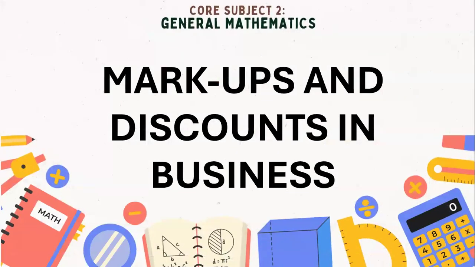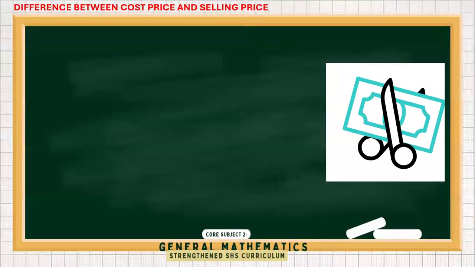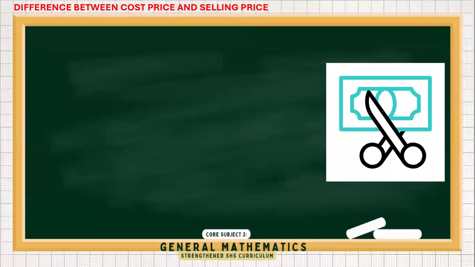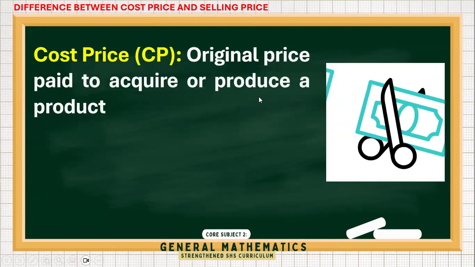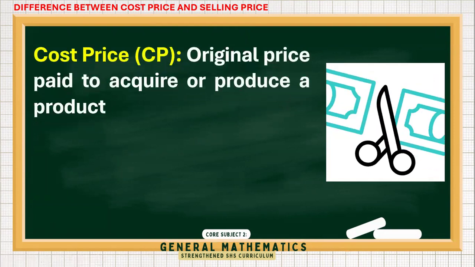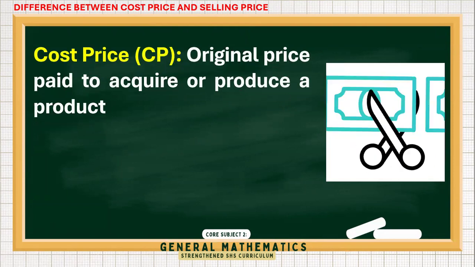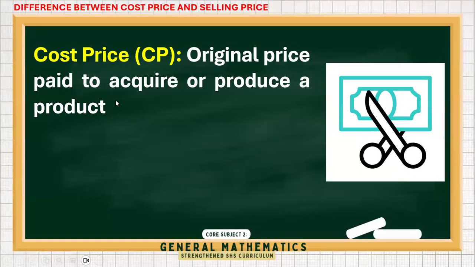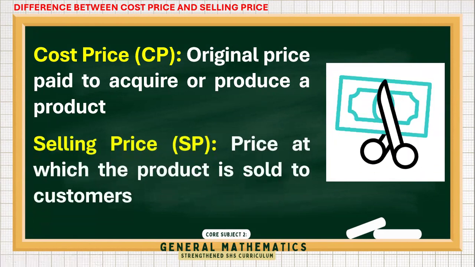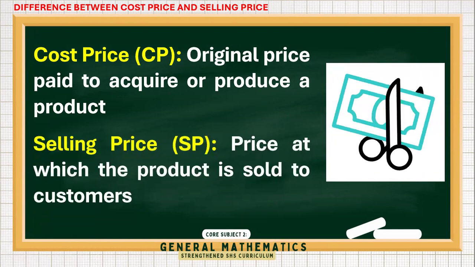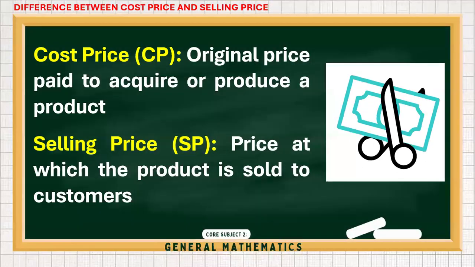Let's talk about the first concept, markups and discounts in business. First, let's look at the difference between the definitions of cost price versus selling price. The cost price is the amount paid to produce or purchase a product, and the symbol is CP. For the selling price, the symbol is SP. It is the price at which the product is sold to customers.